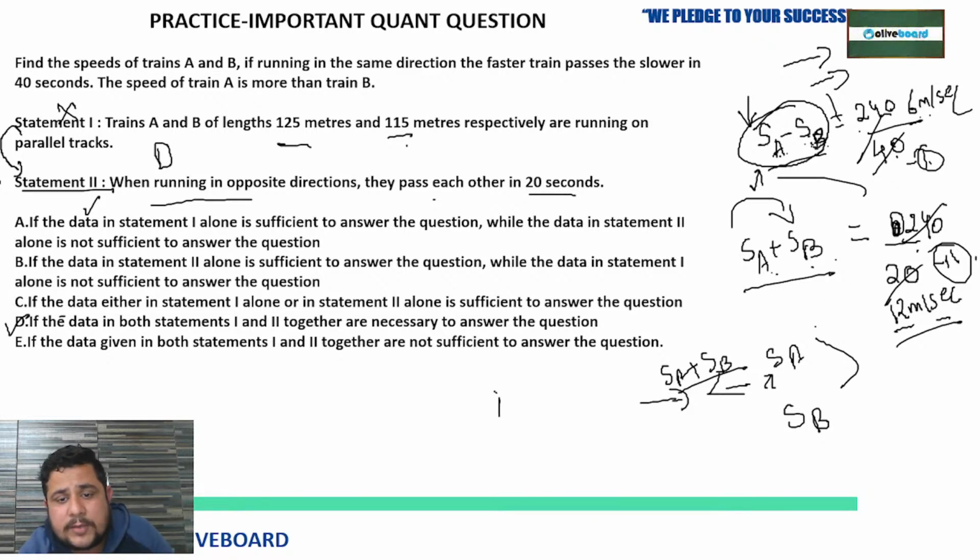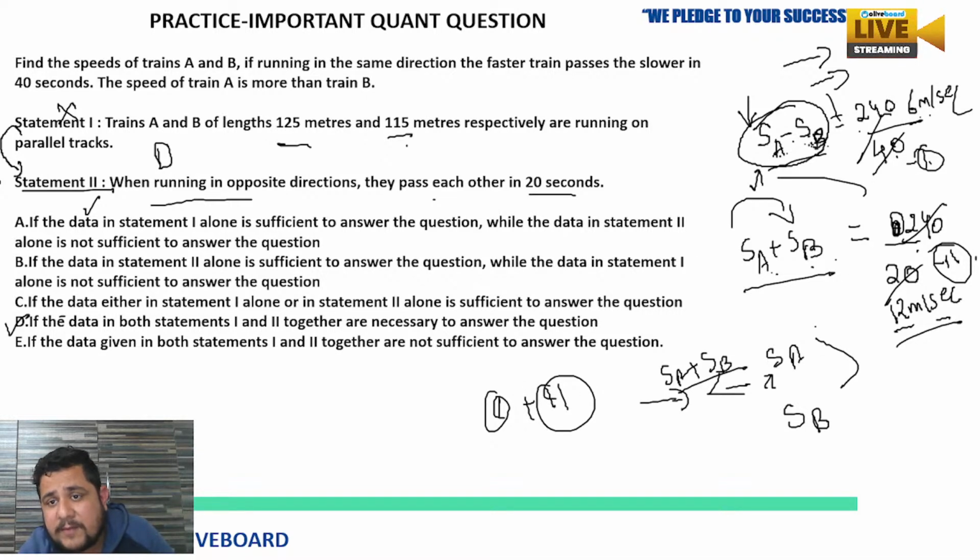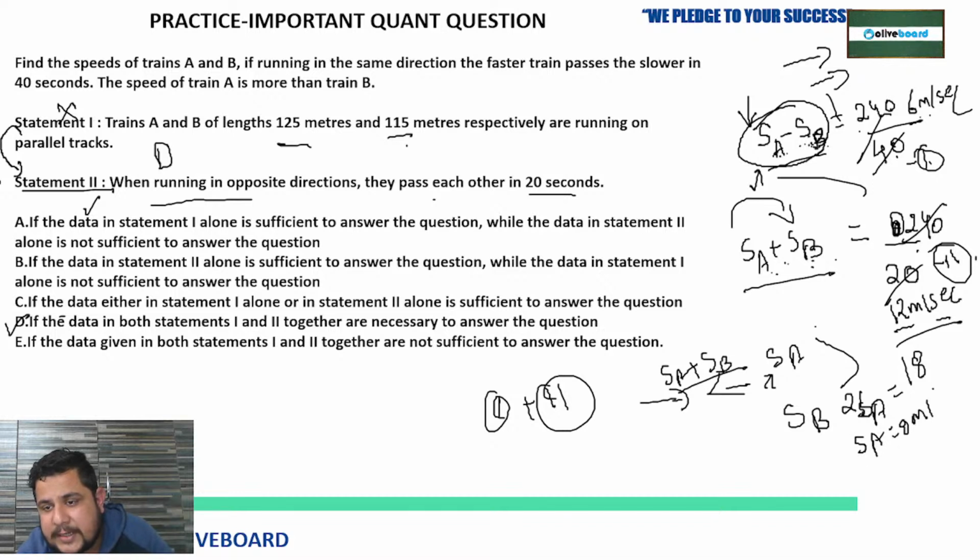So what we can say, when we do equation 1 plus equation 2, SB and SB will be cancelled. When we add this, because minus SB and plus SB, it will be cancelled now. 2SA will be equal to 6 plus 12 means 18. So the speed of train A will be 9 meter per second.